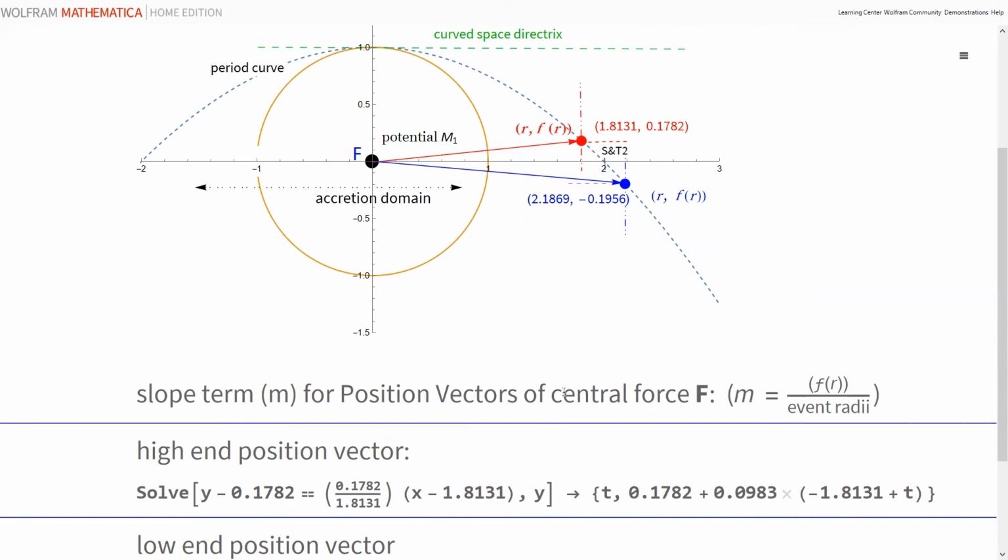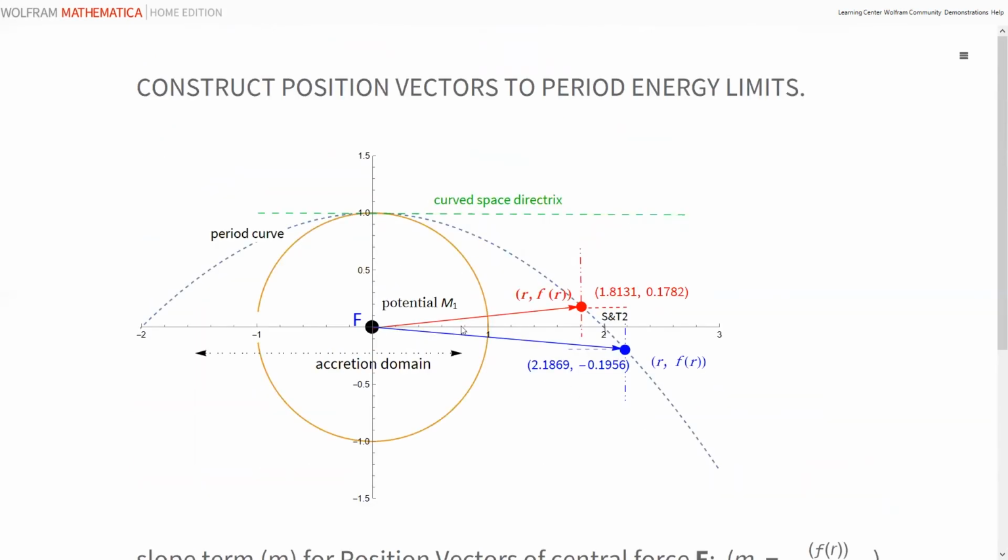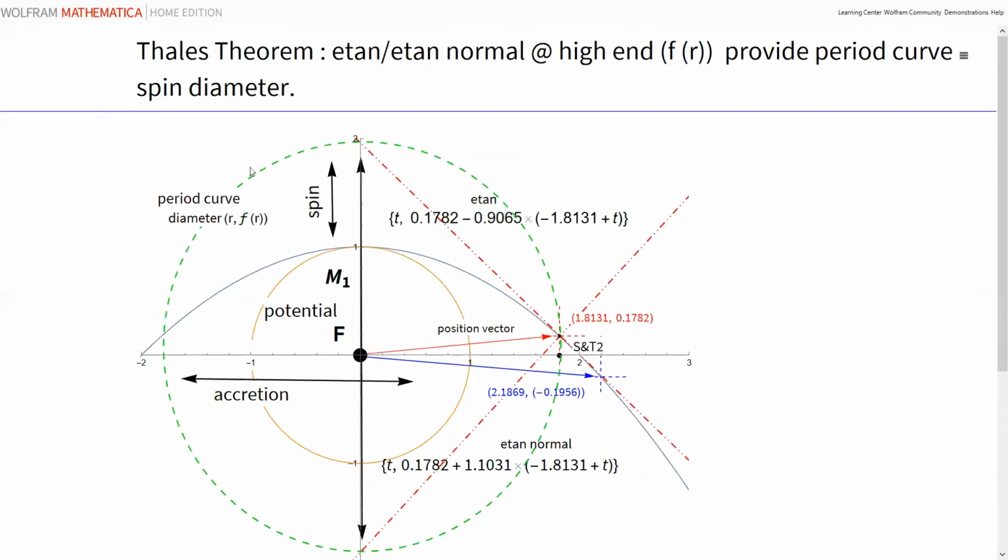Slope for position vectors of central force is always F of R over the event radius. High-end position vector: y minus F of R will be equal to F of R over the event radius, multiplied times X minus the event radius. Solve for Y. Convert square space into curved space, and you will have a parametric description of an event position vector. Thales theorem, E tangent normal, high-end F of R provide the period curves of M2.